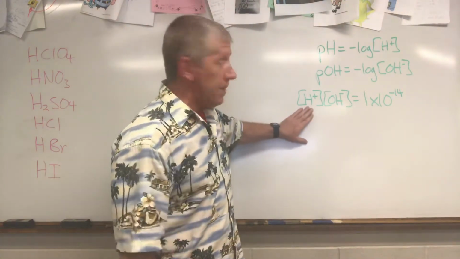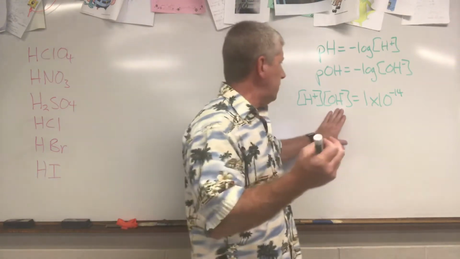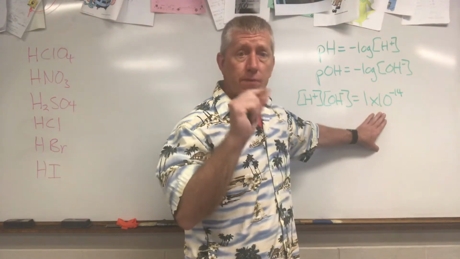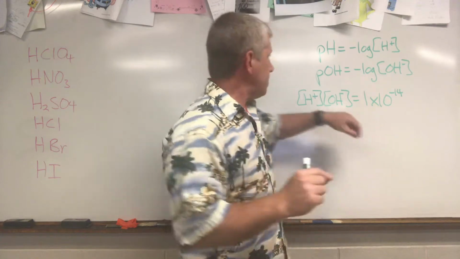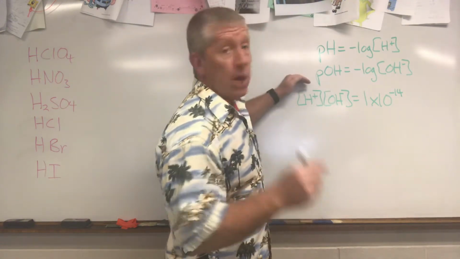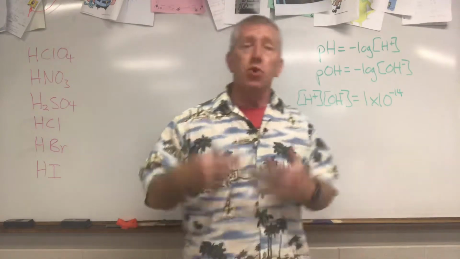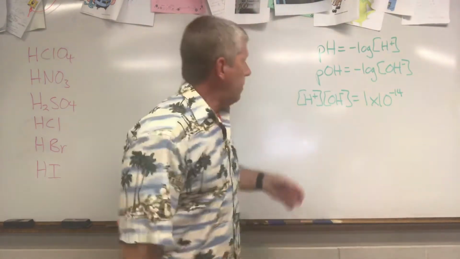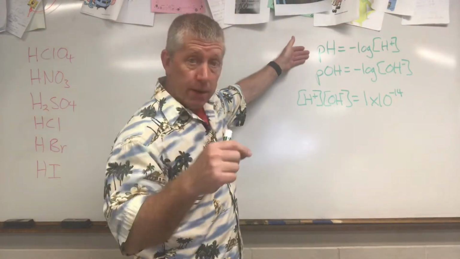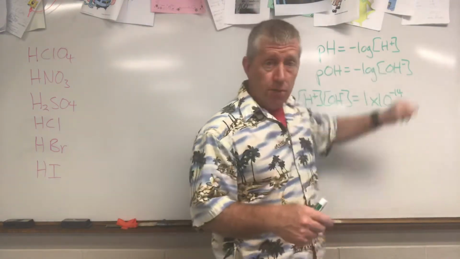This one we've seen: the concentration of hydrogen times the concentration of OH is always going to equal 1 times 10 to the negative 14th. Okay, remember that. Here's our pH equation. Here's the pOH equation, the power of hydroxide. You can measure things that way as well. Most people don't. Most people go with the power of hydrogen, but they're the opposites of one another.